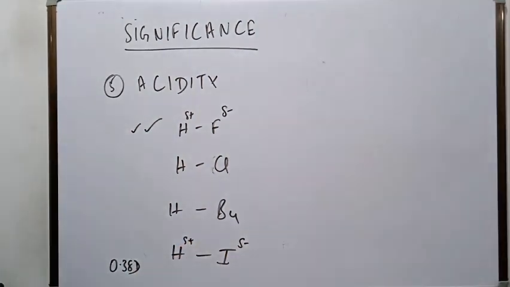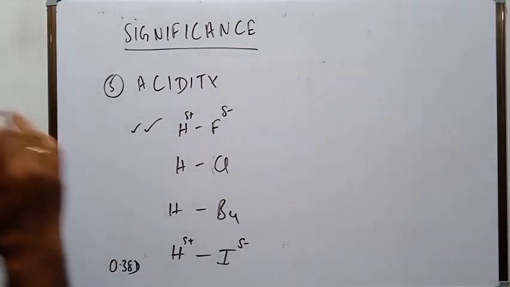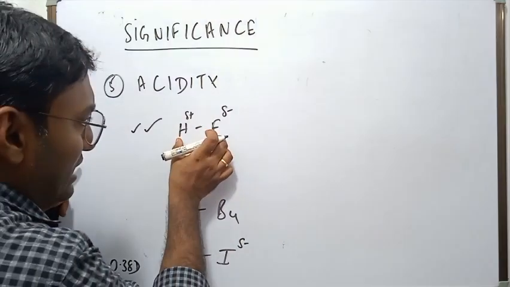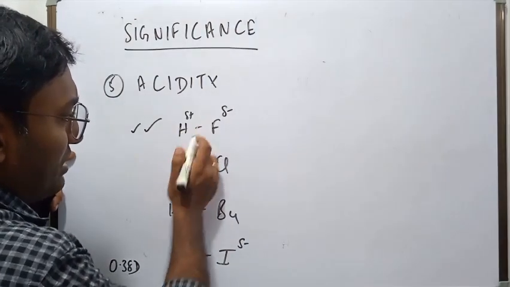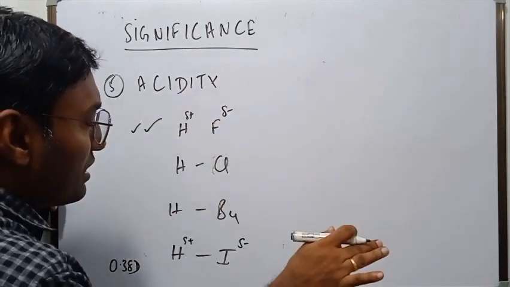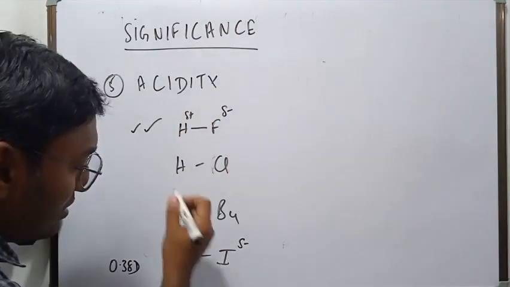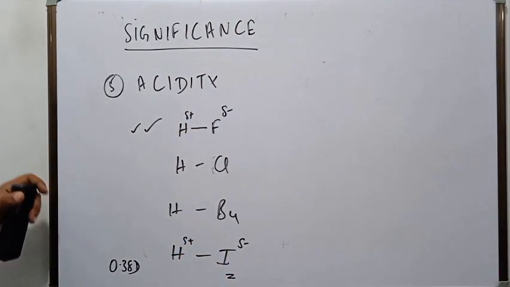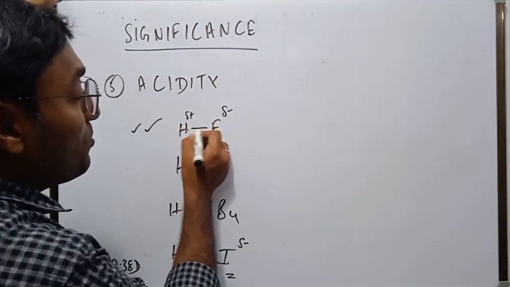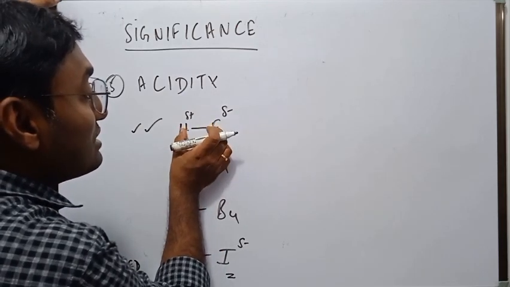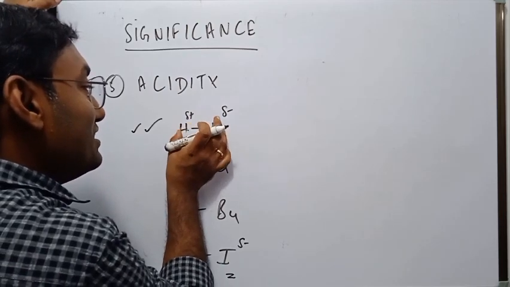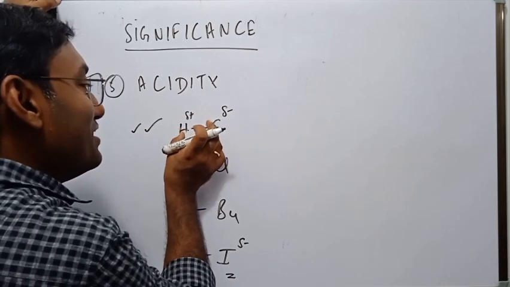So which will exhibit more acidity? By this convention, if polarity is increasing, then acidity should increase. H plus should leave rapidly from this, but that is not the case. The most acidic among these is HI. This is because HF has a shorter bond length. Shorter bond length means the nuclei are closer, so they are more attracted. The attraction of the nucleus is much higher, and that brings them together.